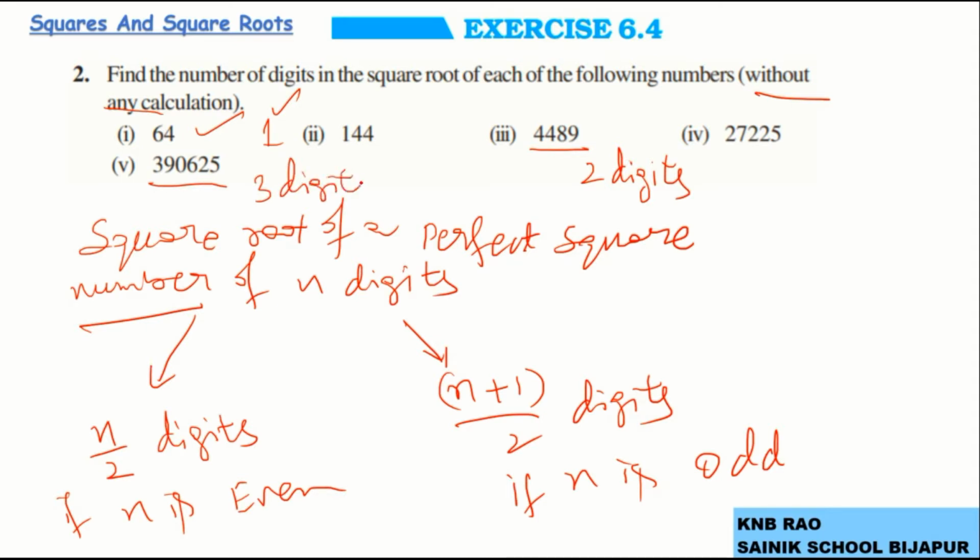If you consider this number, here again it's even, since 6 digits, the square root of it will have 3 digits. Whereas the second one, 144, has an odd number of digits, 3 plus 1 by 2, which means there are 2 digits in its square root. Here 5 digits, 5 plus 1 by 2 means 6 by 2, so there are 3 digits in the square root of 27,220. So, without any calculation we could straight away answer.